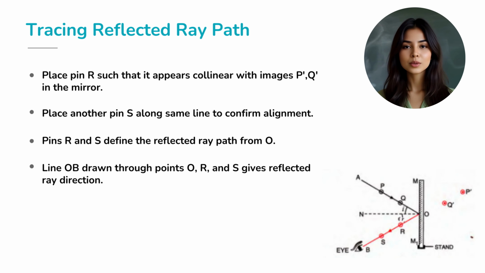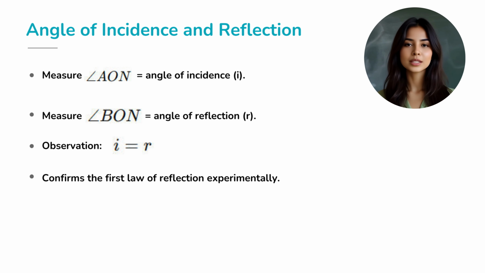What happens now? Pins R and S show us the direction of the reflected ray, OR. Connect O to R and S, and you've got your reflected beam. So, using nothing but pins and patience, we've drawn both the incident and reflected rays without guessing a single angle. That's physics craftsmanship.